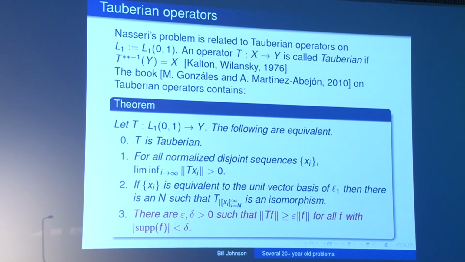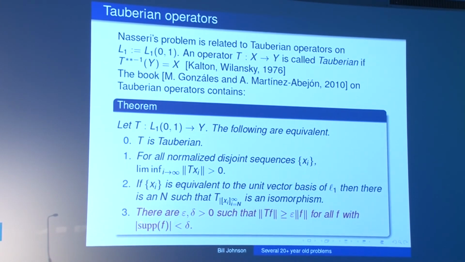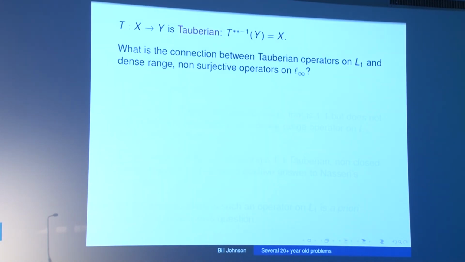And in there, they study, among other things, Tauberian operators on L1 that has this nice equivalence, of which this last one is the main one. So this last one says that the operator has to be an isomorphism, but only on sets of vectors which have small support.